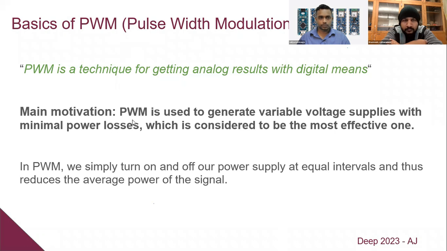The main purpose of PWM is to generate variable voltage supplies with minimal power losses, which is considered to be the most effective way to regulate voltages. So in PWM, we simply turn our power supply on and off at equal intervals and thus reduce the average power of the signal.